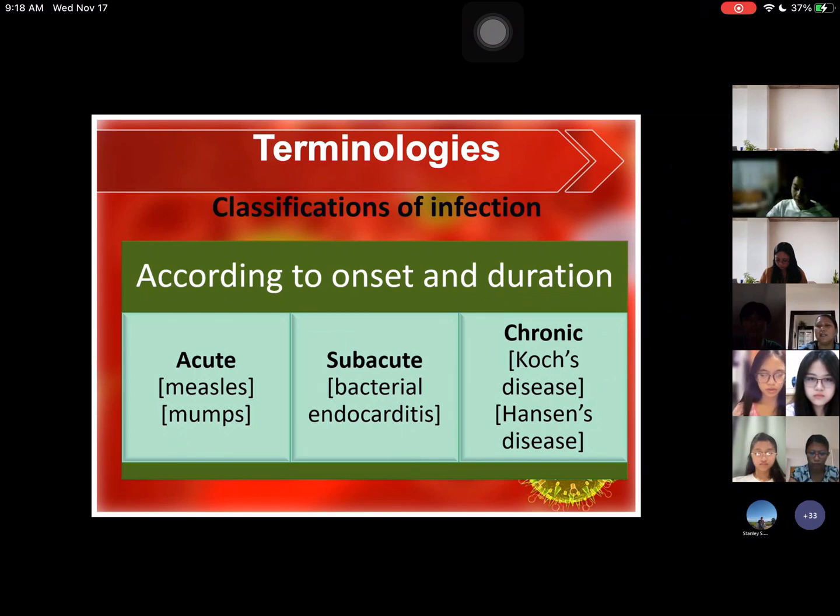For chronic disease or chronic infection, we have the Koch disease. Like for example, if you have been infected with a respiratory pathogen, the TB, okay, it has a slow onset and slow recovery. Matagal siyang gumaling. Okay, we have the Koch diseases. So if you still remember the Koch diseases, these are examples of the respiratory tract diseases.